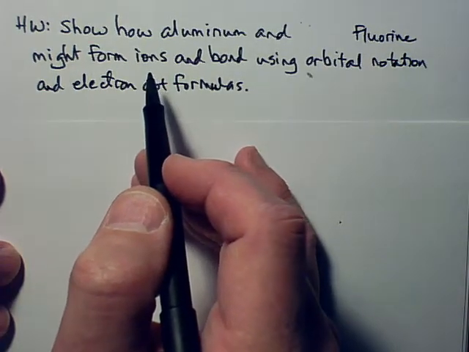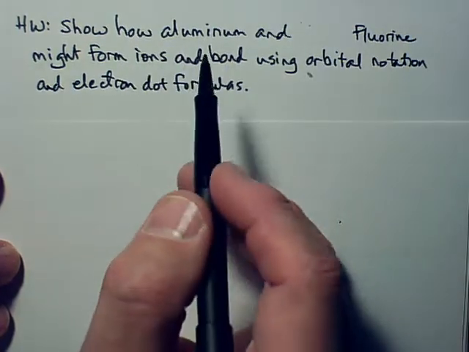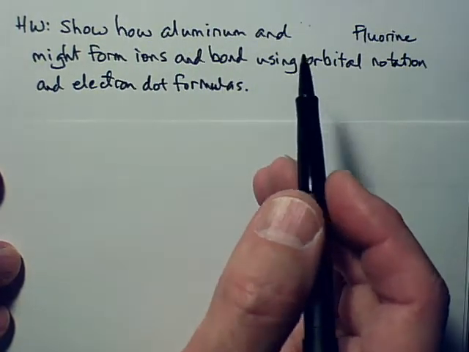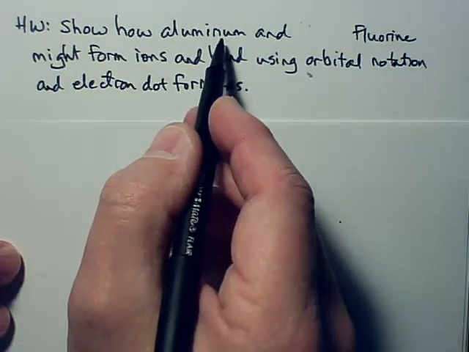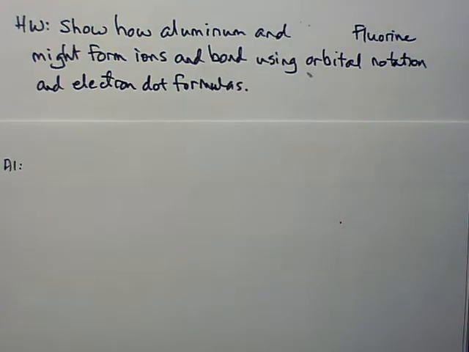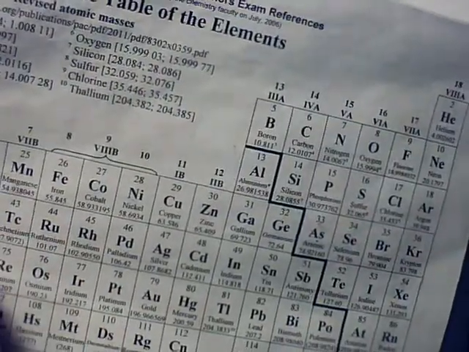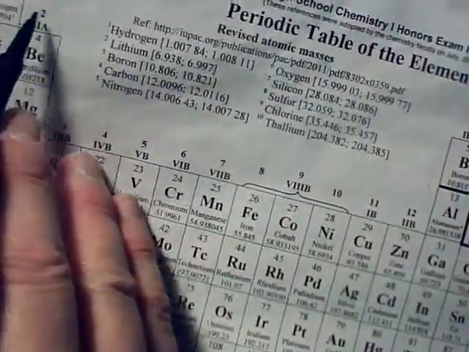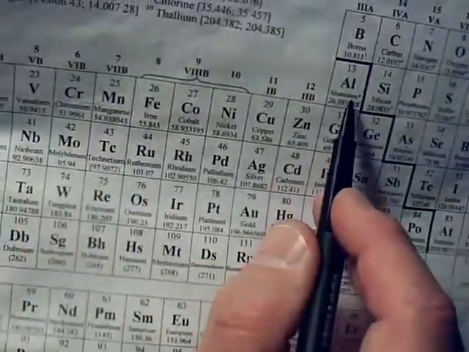Okay, so we've got to physically move electrons. If it's forming an ion, we're physically moving electrons from one thing to another. Okay, so then we're going to write the orbital notation for aluminum first, so we can see what unpaired electrons we have. And aluminum is located right here on the periodic table. So we're going to fill up 1s, 2s, 2p, 3s, and 1 electron in 3p.